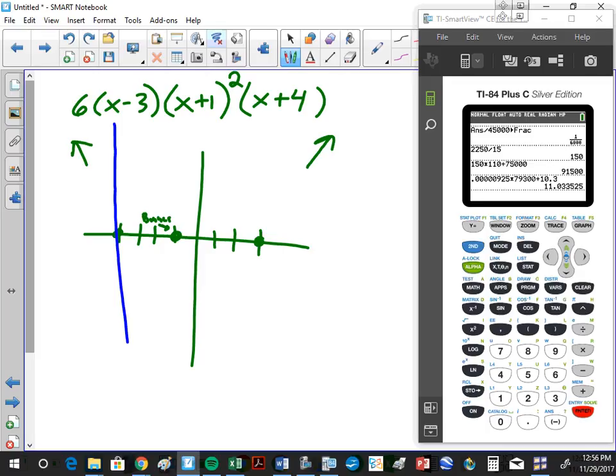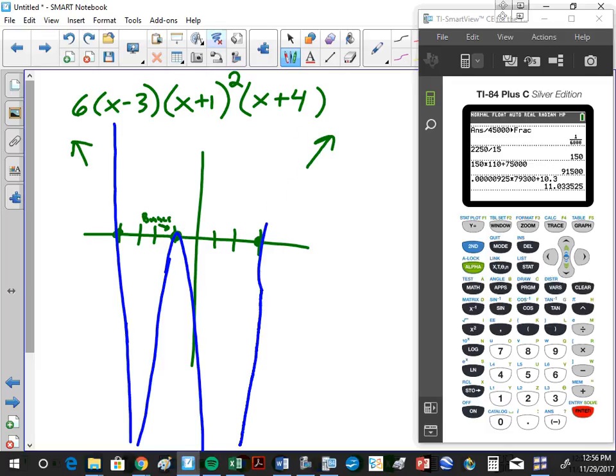And then as I come back up, what's going to happen? I'm going to bounce off that and go down. And then as I come up, what happens at the last one? Straight through. Best W ever. Does that make sense to everybody? Okay.